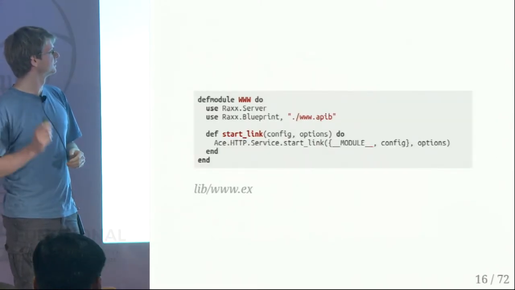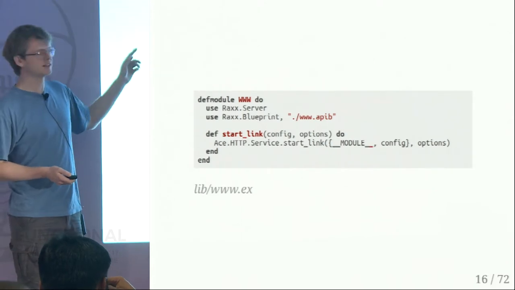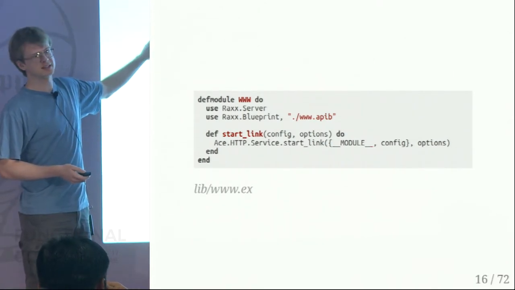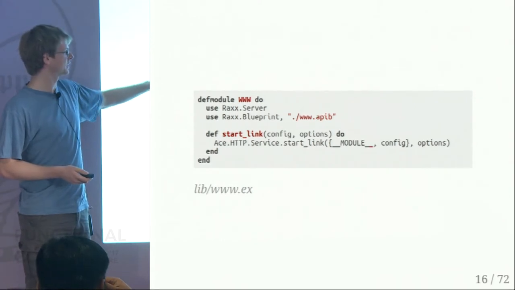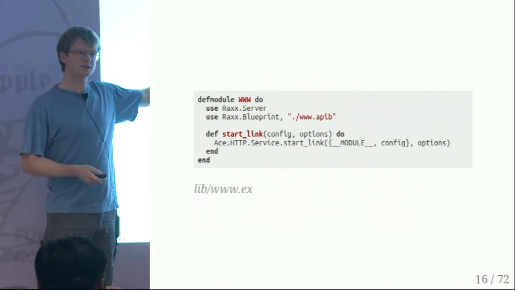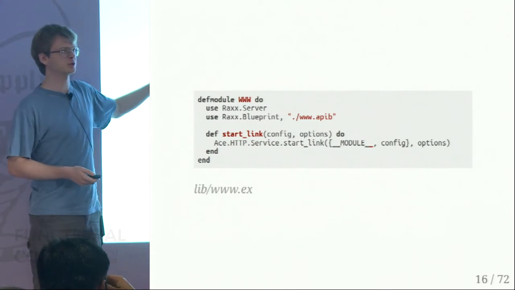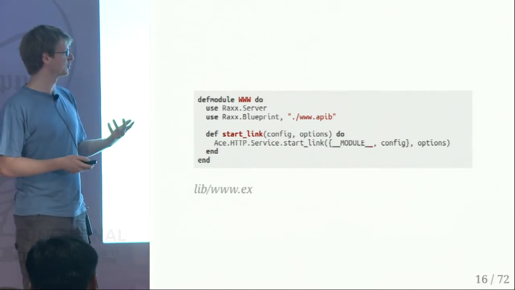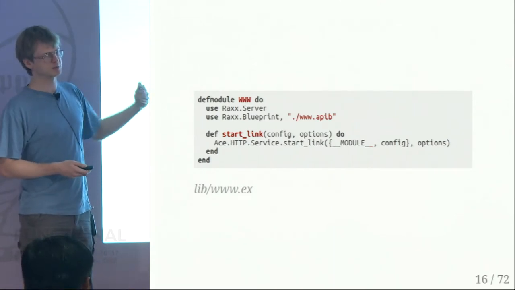Here's our application, so we go back to this one. This says it's a Raxx application. We're going to start with the Ace server. Start link is a pattern that comes up a lot in Elixir and Erlang modules. You call this to create a process that's going to run your code connected to the original calling process. This is also how you build up supervision trees.